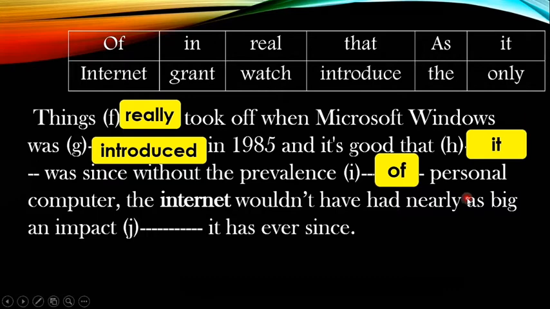Here we have a connector, as you can see: as, and big impact has ever since. As big and impact. So similar kinds of things are being added over here. That's why we are going to use "as" as the connector over here. So you can see we have connectors, verbs or nouns, and we have changed some of the forms to complete our gap.